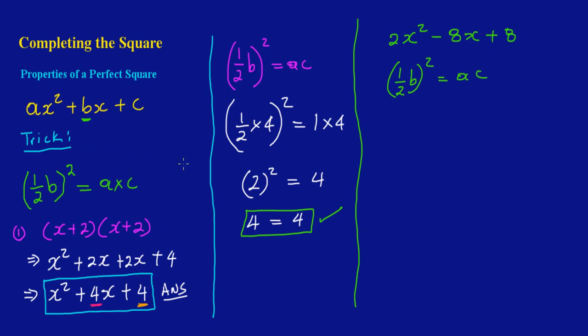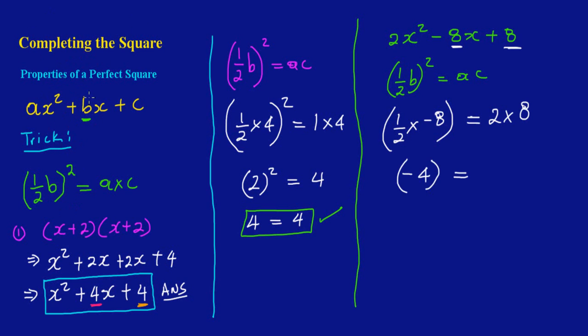Now again, let's go through it quickly. I'm taking a half of b. Now b would be negative 8. So I'm taking a half of negative 8 and I'm going to square all of that, and that must be equal to 2, the coefficient of x squared, which is a, times 8, which is the constant c. So a half of negative 8 is really negative 4, and I'm going to square it, and that must be equal to 2 times 8, which is 16.